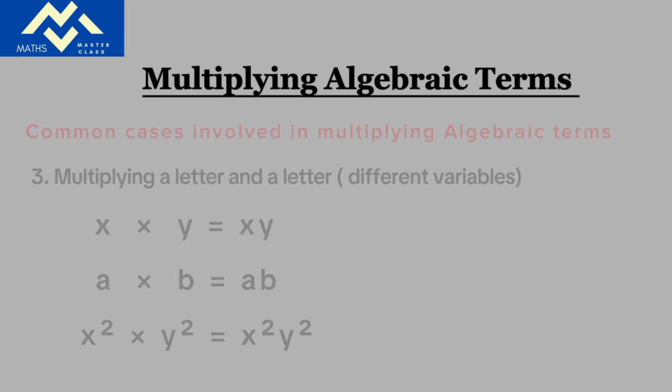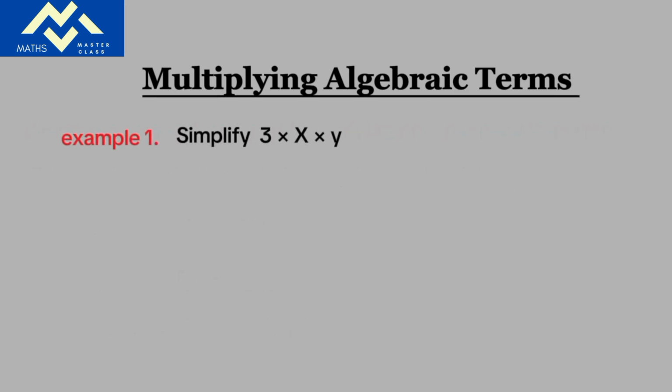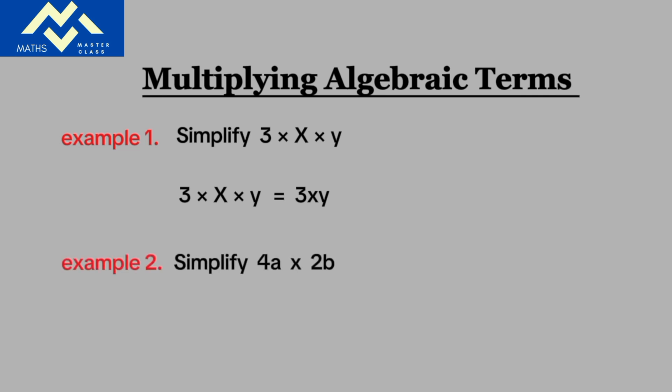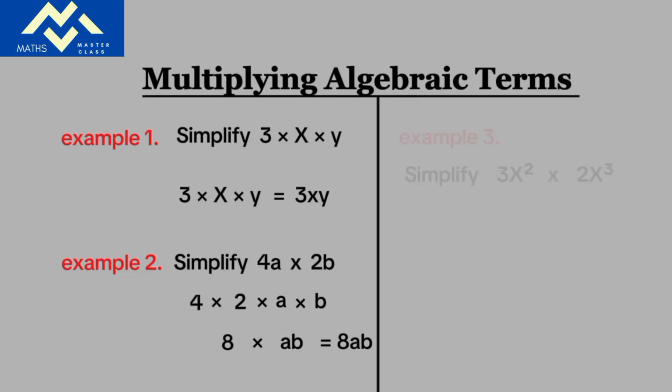Let's try some examples together. Simplify, 3 times x times y. Here, since the terms are different, we write them together. This equals 3xy. Example 2. 4a times 2b. First, separate the coefficients and the variables. That gives us 4 times 2 and a times b. Multiply the coefficients, 4 times 2 is equal to 8. Then multiply the variables, a times b equals ab. Finally, we put them together and get 8ab. That's our answer.